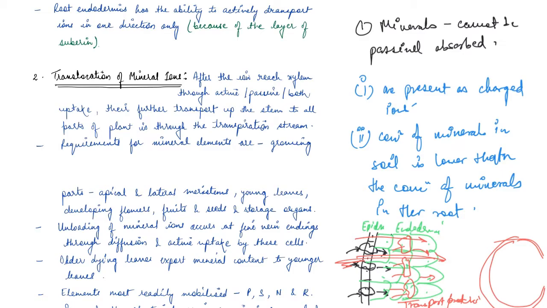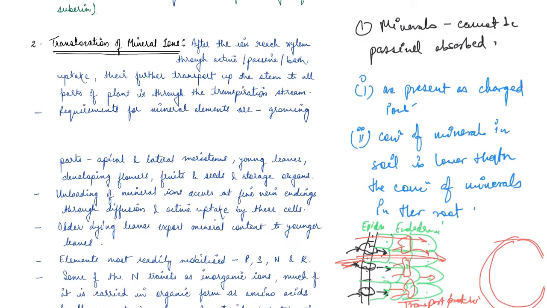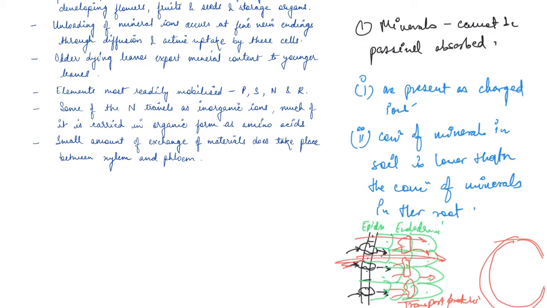Now, what are the elements which are more readily mobilized? You have phosphorus, sulfur, nitrogen and potassium. These are the elements which can be easily remobilized. Now, what is one element which cannot be easily remobilized? Calcium. Elements which are structural components, like calcium, are not remobilized.